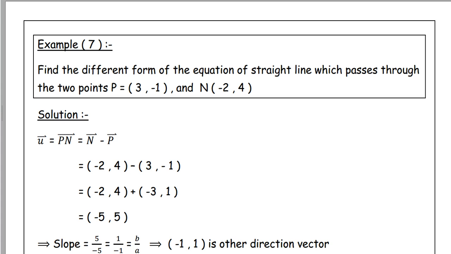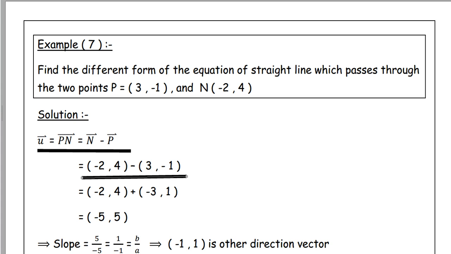Okay, so the solution. U equals PN. PN is N minus P. So we need here to get what? To get the direction vector. So easy. To get the direction vector, PN equals N minus P, the ending minus the starting. Negative 2, 4 minus 3 and negative 1. So negative 2, 4 plus negative 3, 1.